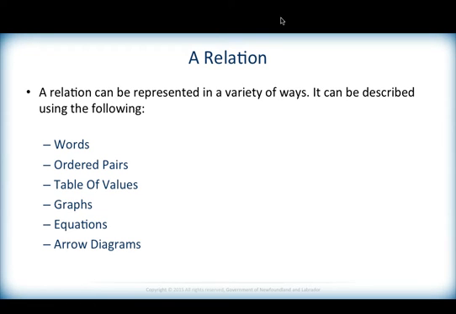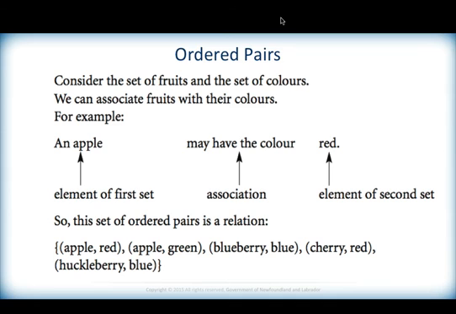So a relation can be represented in a variety of ways. It can be described using words, ordered pairs, table of values, graphs, equations, or an arrow diagram. Some of these may be new to you, but they are familiar from grade 9 when we looked at linear relations. We used table of values, graphs, and equations. So let's look at ordered pairs.